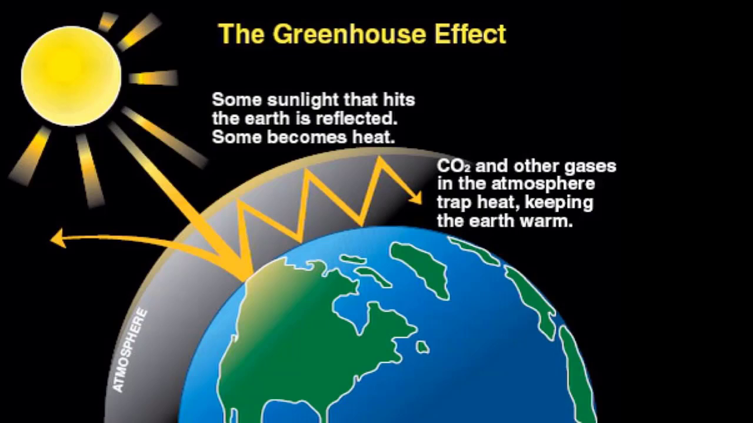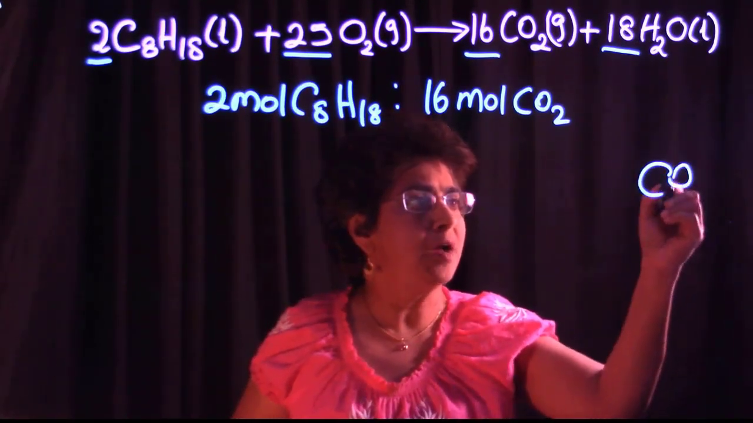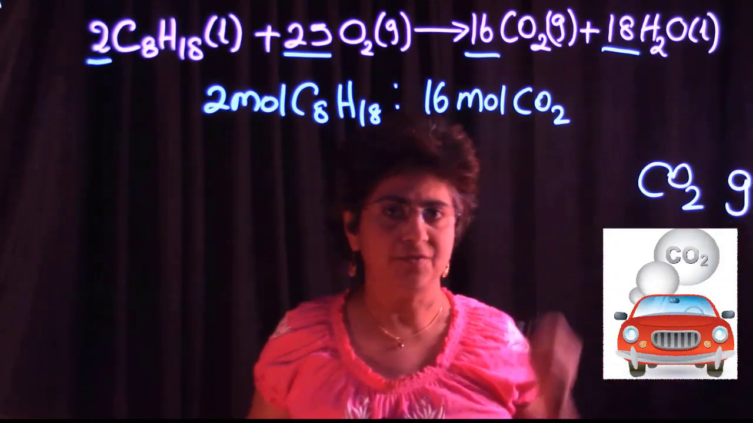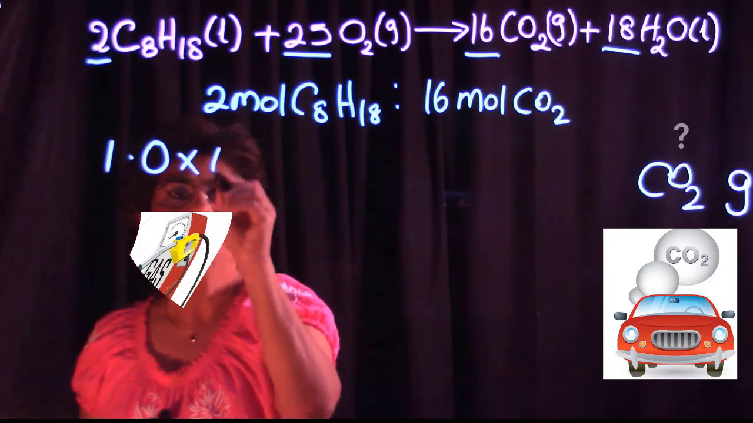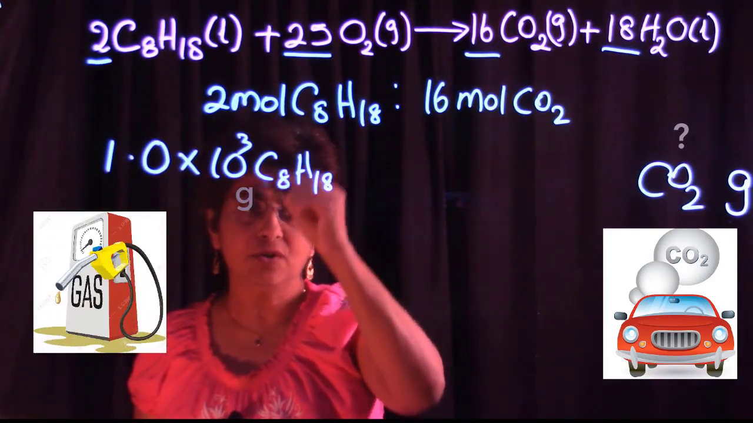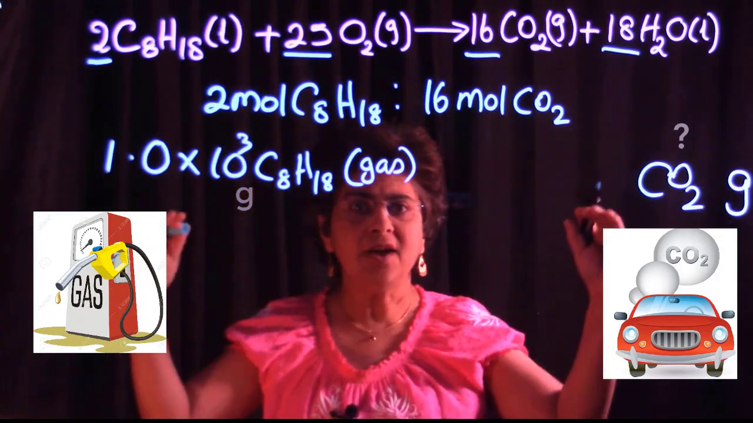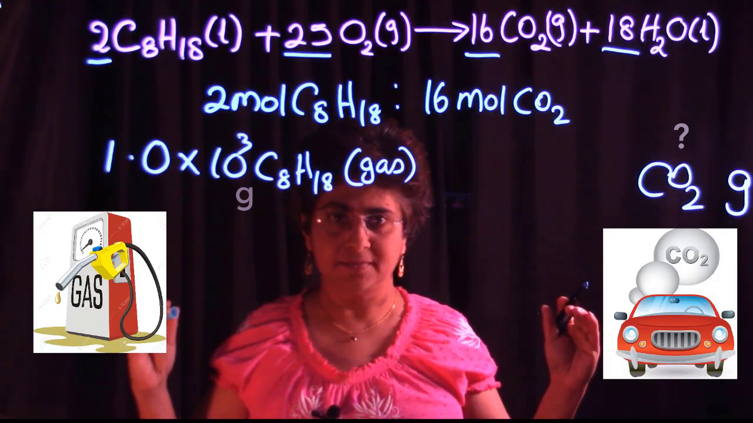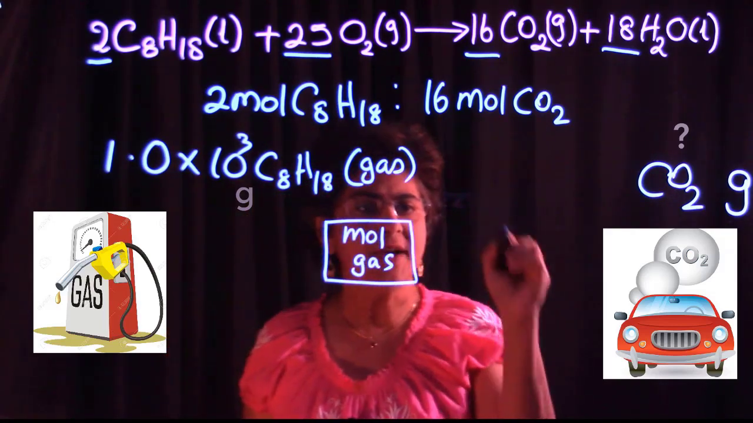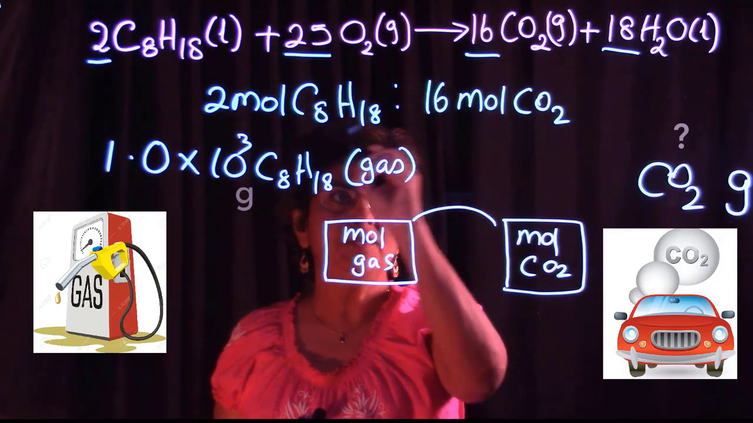Now let us use this information to answer a question. I want to find out the amount of carbon dioxide in grams released to the atmosphere by burning 1000 grams of gasoline. Let us label gasoline or octane as gas for simplicity. And we can break down this problem into several steps. That is, if I know the moles of gas, I can find out the moles of carbon dioxide by using the stoichiometry of the reaction.